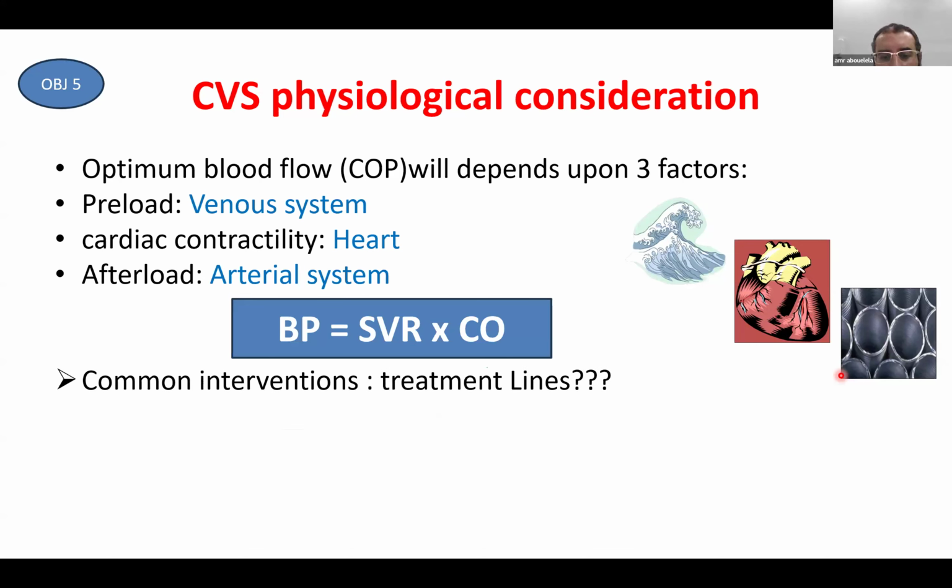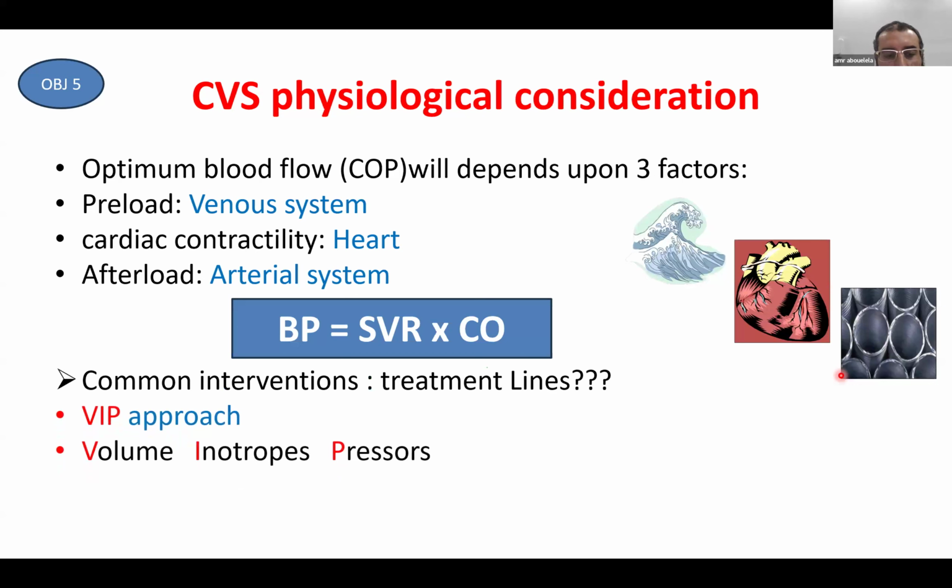What are the common interventions? What are the treatment lines? How can we improve or optimize the cardiac output? We have what we call the VIP approach. V for volume, giving IV fluid. I for inotropes, dobutamine. P for pressors, norepinephrine or vasopressin or whatever. So, as you see from this slide, it seems it's not very complicated. We have three factors, which are the preload, the contractility, and the afterload, and we have three treatment lines, which are the volume, the inotropes, and the pressors.